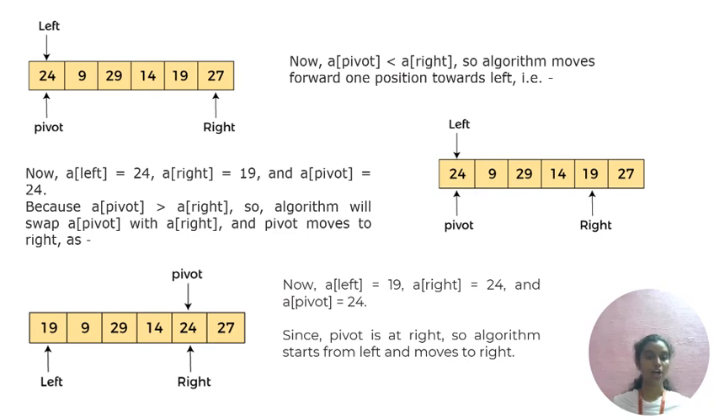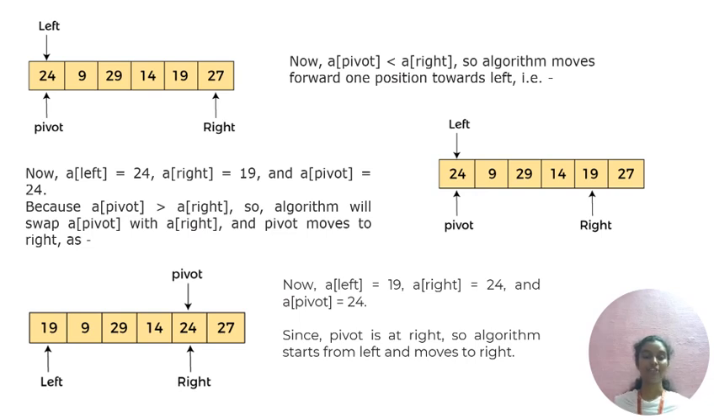Now A of left is 24, A of right is equal to 19, and A of pivot is equal to 24. Because A of pivot is greater than A of right, the algorithm swaps the A of pivot element with A of right, and the pivot moves to the right.